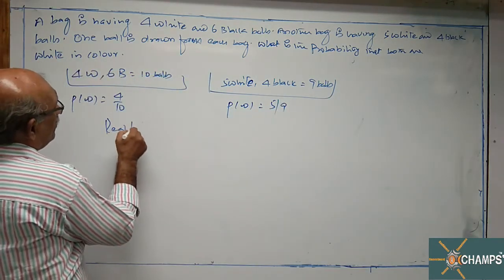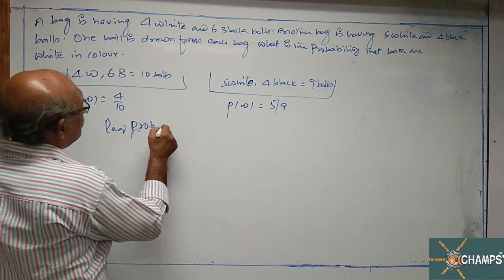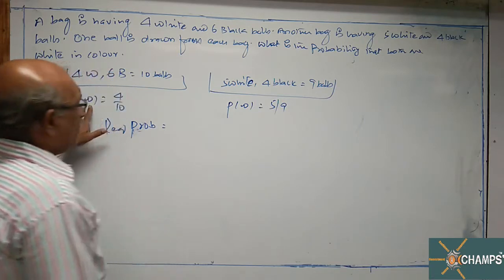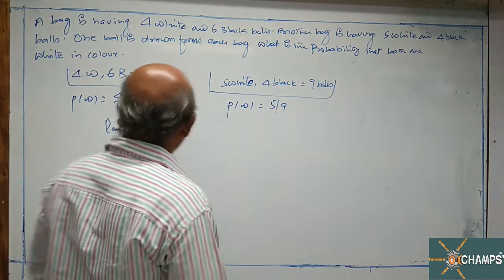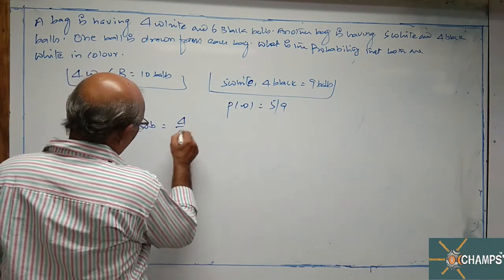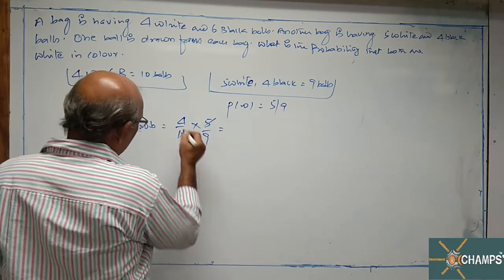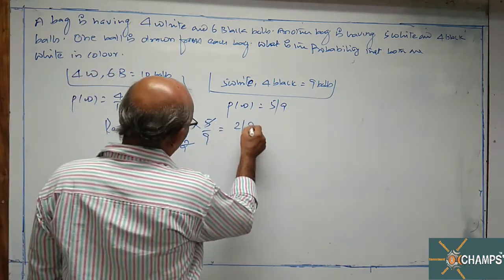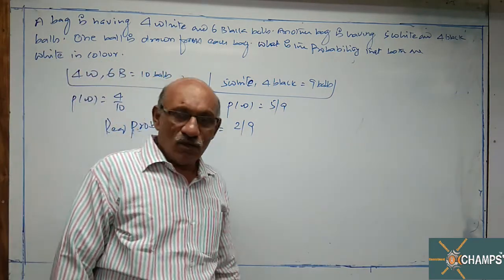So, required probability is equal to probability of drawing white ball from the first bag into probability of drawing a white ball from the second. So, this is 4 by 10 into 5 by 9. 5 will go 2 times, 2 will go 2 times, answer is 2 by 9. Answer is 2 by 9. Note down the question, sir.